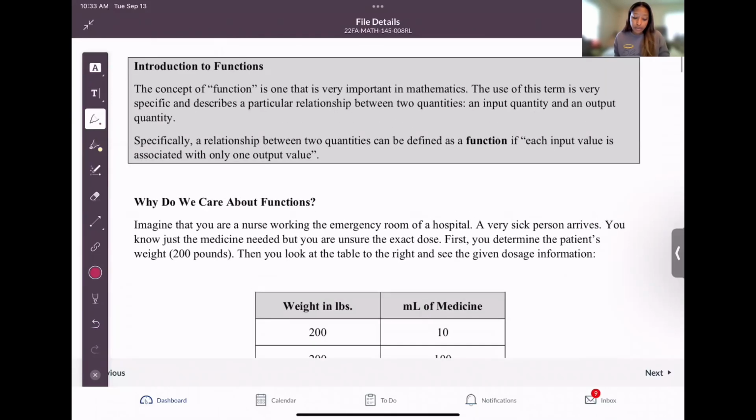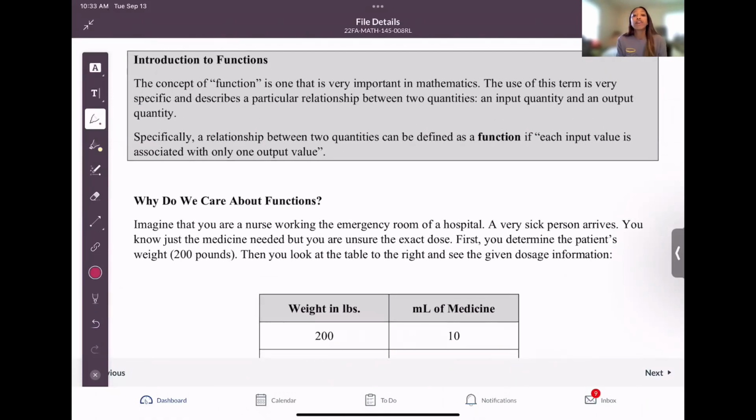All right, so introduction to functions. The concept of a function is one that is very important in mathematics. The use of the term is very specific and describes a particular relationship between two quantities. One of the quantities is called the input and the other is called the output. We talked about this a little bit when we were interpreting our graphs.